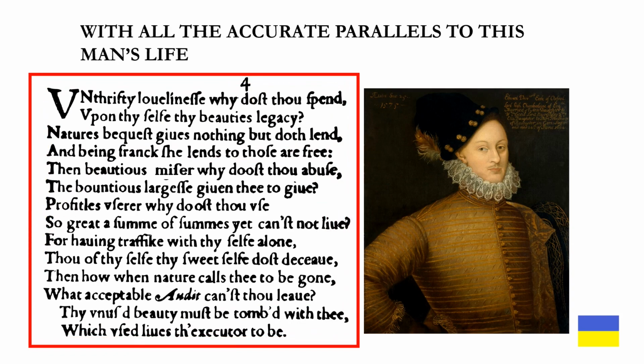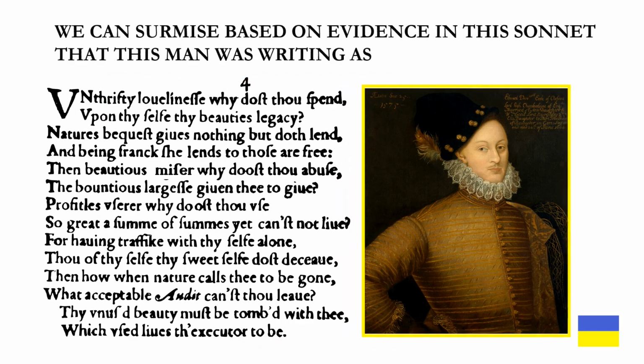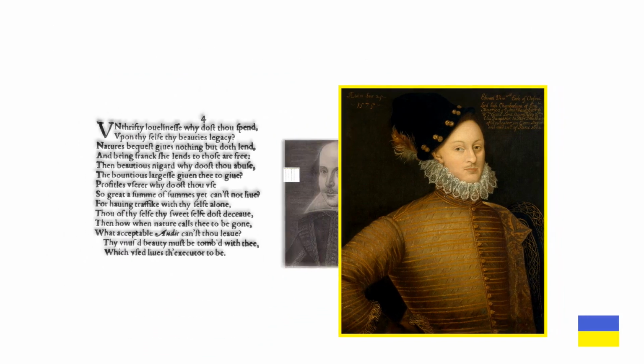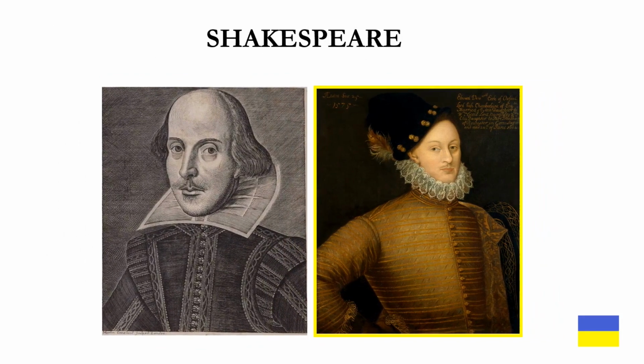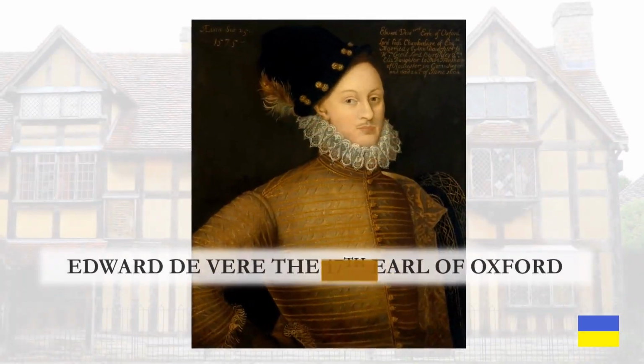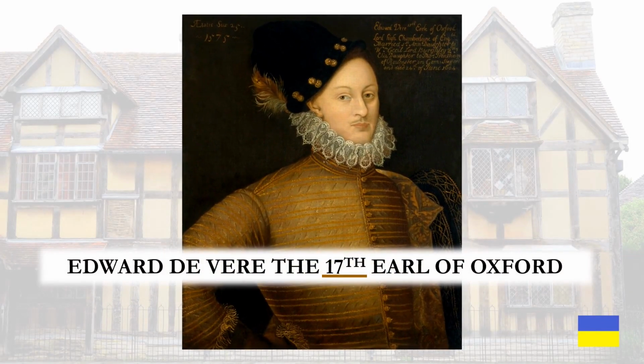With all the accurate parallels to this man's life, we can surmise, based on the evidence in this sonnet, that this man was writing as Shakespeare. Edward de Vere, the 17th Earl of Oxford.